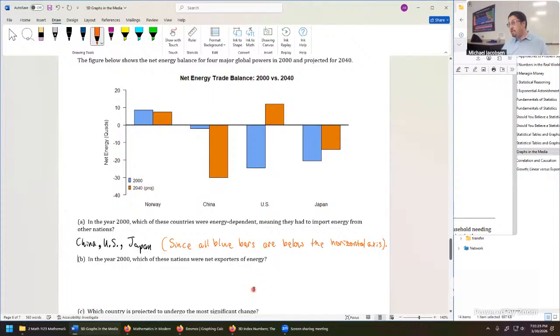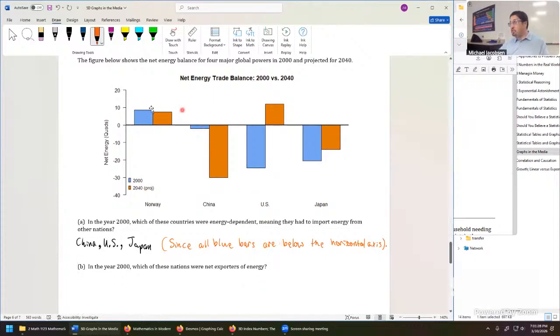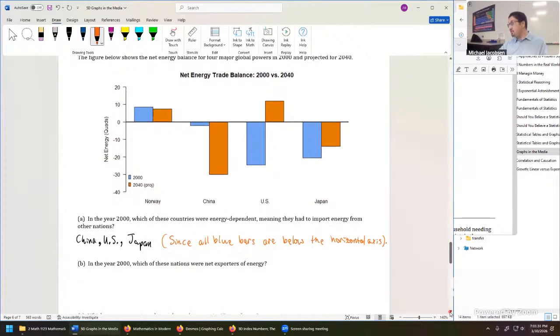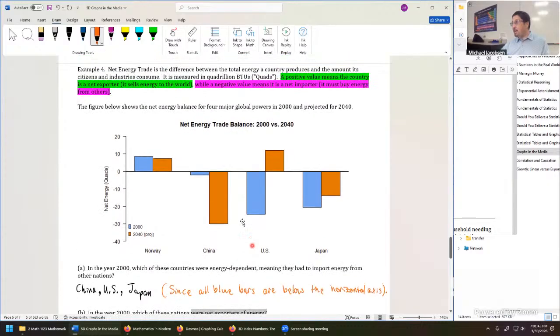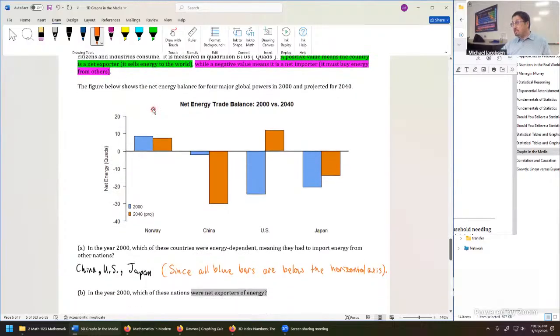The follow-up question says in part B, still year 2000, so we're still just thinking about the blue bars in this chart, none of the other bars whatsoever. Which of these nations were net exporters of energy? Once again, it's a definition loop, or set of loops, you have to jump through. Net exporters, let's think about what that meant. A positive value means it's producing more energy than it's actually using. So it sells it, or in other words, exports it. That would just mean the bar is above the horizontal axis. The only blue bar for year 2000 above the horizontal axis is Norway.